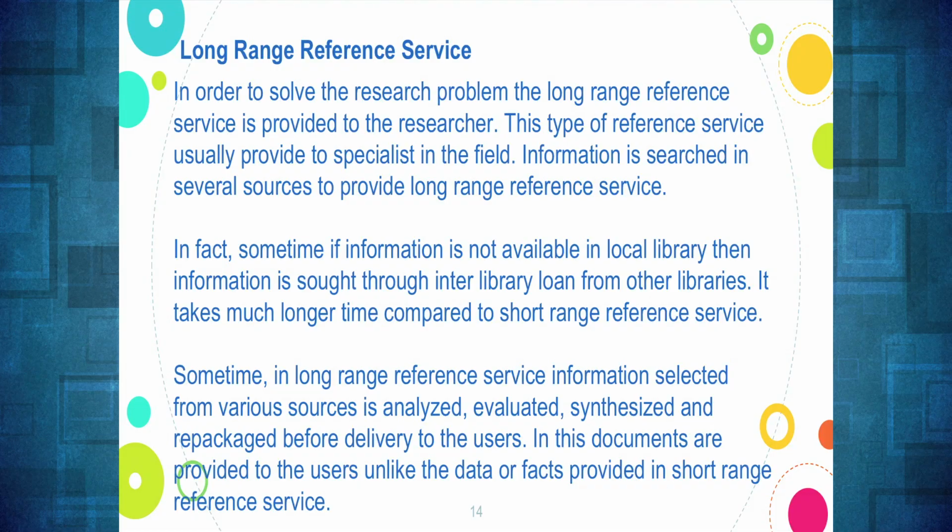Another category of reference service is called long range reference service. In order to solve a research problem, the long range reference service is provided to the researcher. This type of reference service is usually provided to specialists in the field. Information is searched in several sources to provide a long range reference service. So, here in long range reference service, we have to consult various sources, whether primary, secondary, or tertiary sources, and we collect information from these three types of sources, we analyze them, we synthesize them, and we deliver to the user.